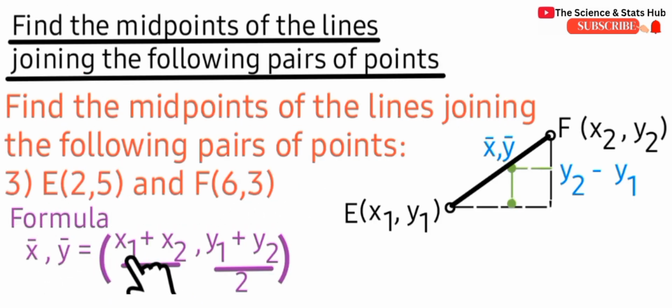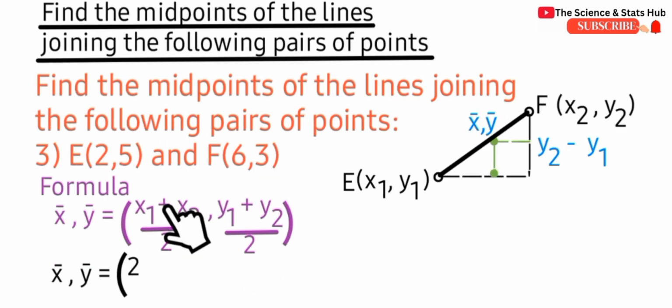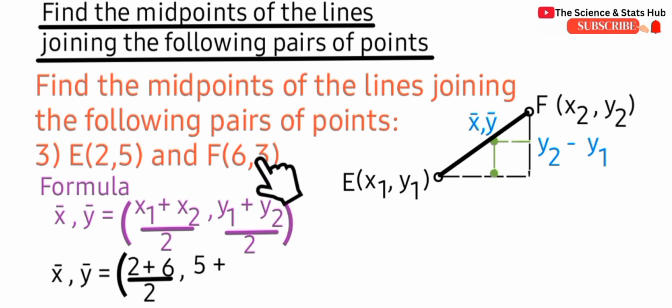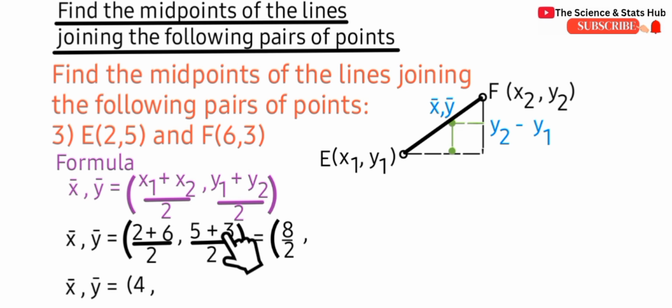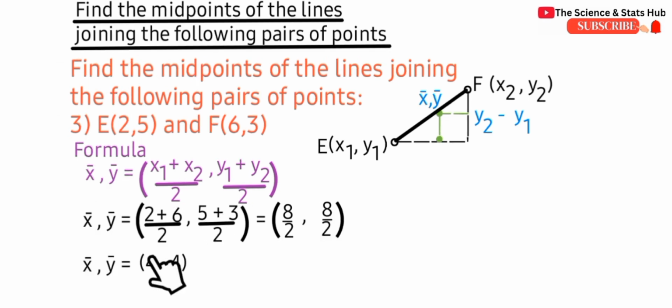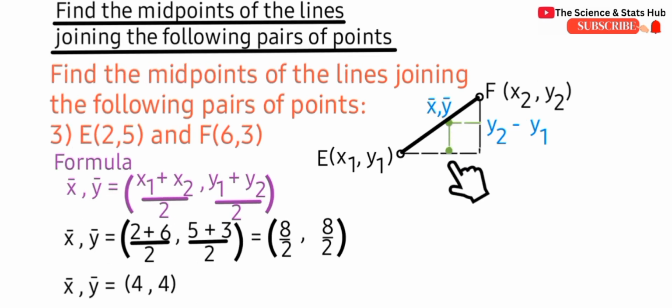Using our formula, the x value is (2 + 6)/2 and the y value is (5 + 3)/2. 2 plus 6 is 8, 8 divided by 2 is 4. 5 plus 3 is 8, 8 divided by 2 is 4. Therefore, the midpoint of the line joining the pair of points E and F is (4, 4).